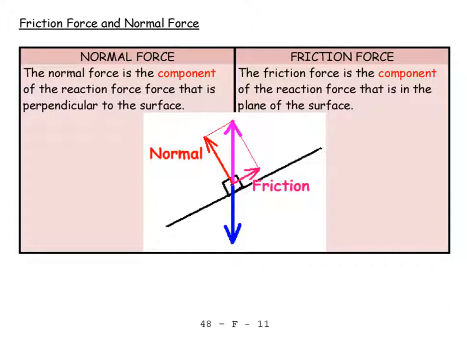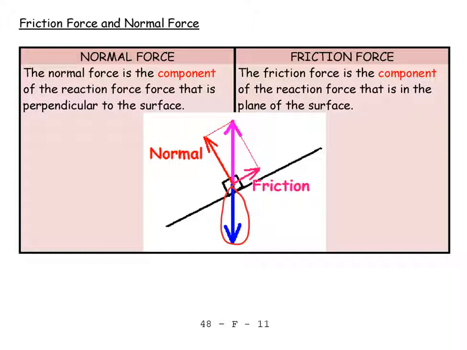Let's have a look at the frictional force and the normal force. So here's the weight caused by gravitational field strength on an object which is on a slope. And we can turn around and say the force of the block on the slope is equal to the force of the slope on the block, and so we have an equal and opposite force pointing in the opposite direction, of course. It turns out that it's very convenient to break up that reaction force into two components.